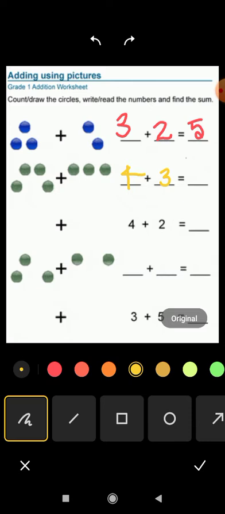So that's why we are going to count from the two groups. Okay. 1, 2, 3, 4, 5, 6, 7. So how many in total do we have, ma? 7 green balls are there. Okay, yes. Then the next one, they are giving the counting.